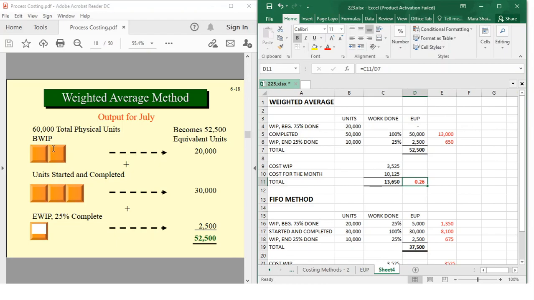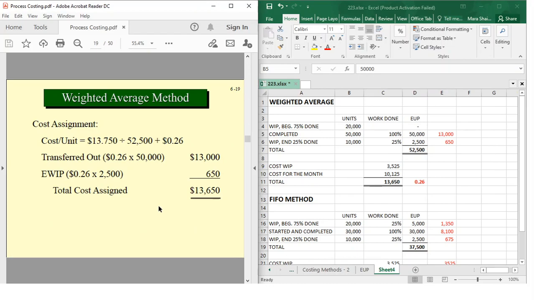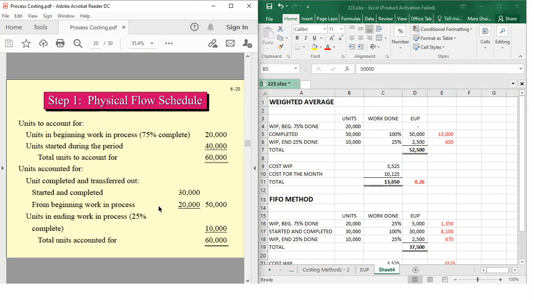So again, you have your beginning work in process of 20. Then, units started and completed, 30. Those 30 are completed and transferred out. So, of course, the completed also includes those from your beginning work in process. So if you add the two, it equals the completed and transferred. So for the cost, again, as I mentioned earlier.